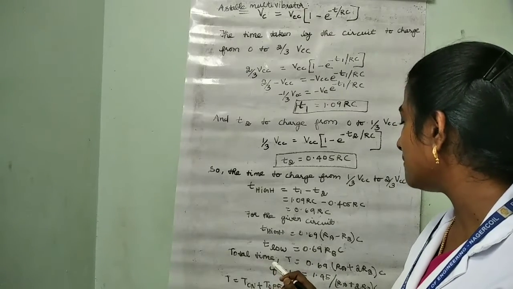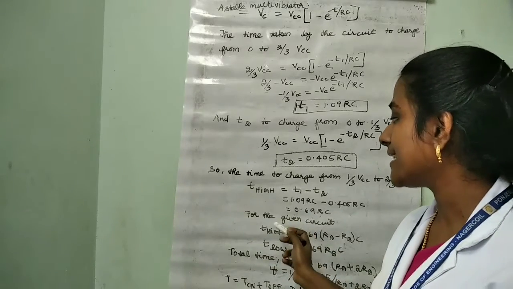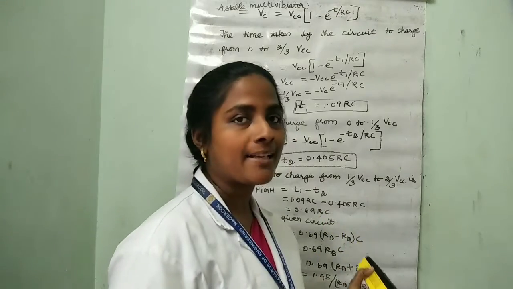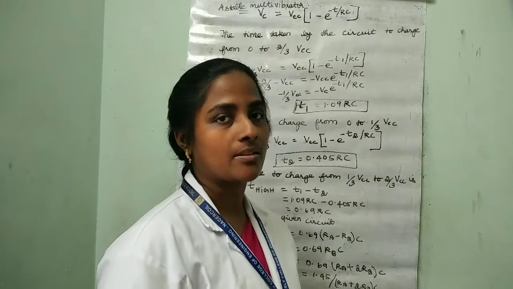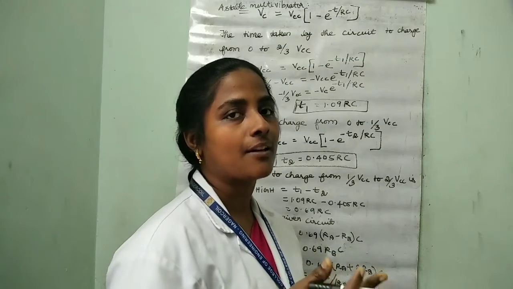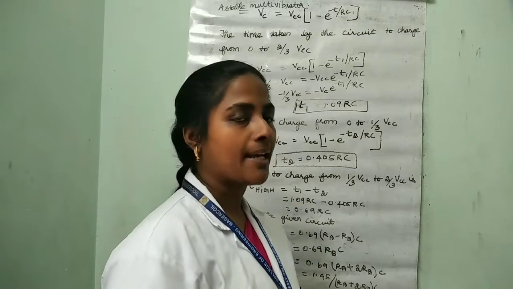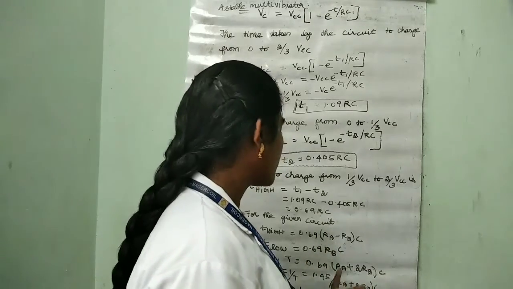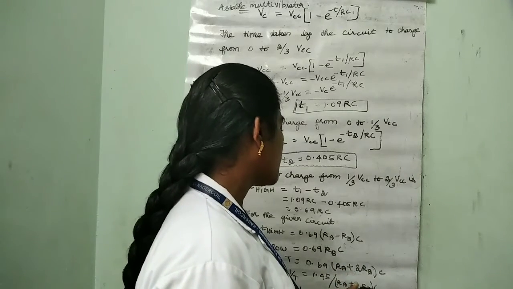So the total time period T is equal to T high plus T low, that is 0.69 into (RA plus 2RB) into C. Now we have to find the value of frequency. The formula for frequency is F is equal to 1 by T. So 1 by T means 1 by 0.69, that is 1.45 divided by (RA plus 2RB) into C.